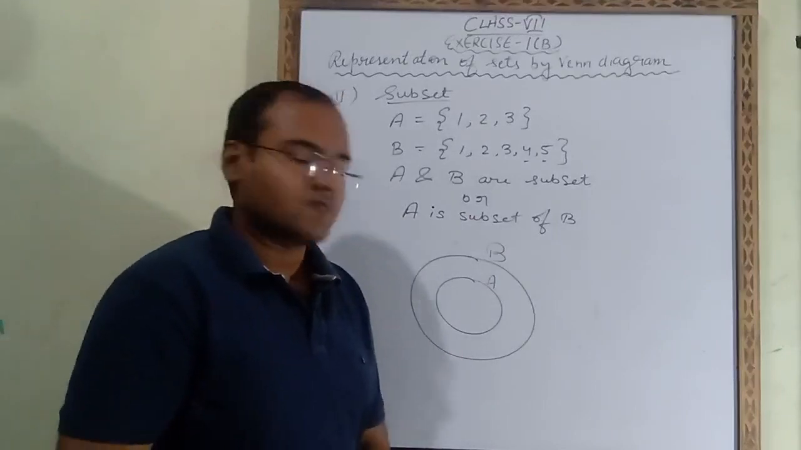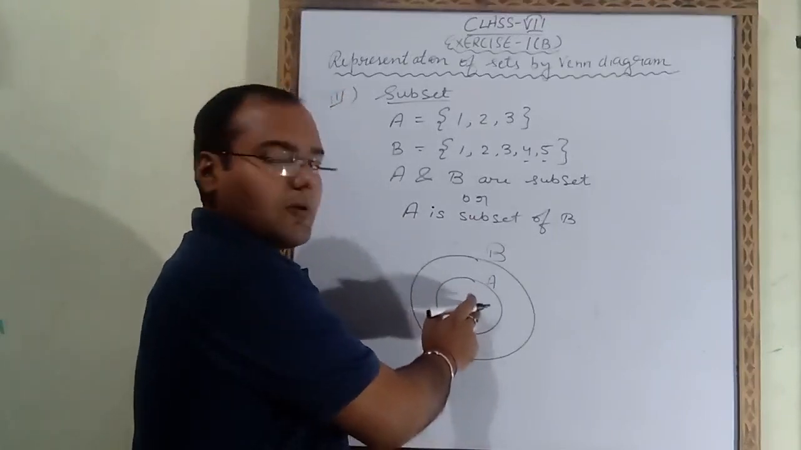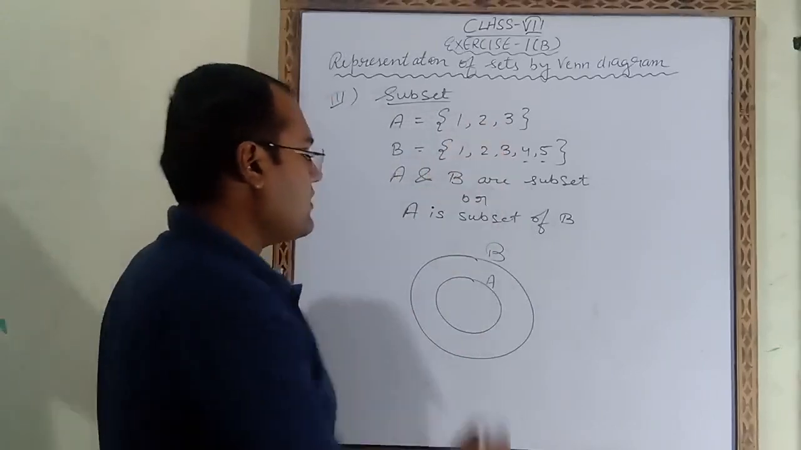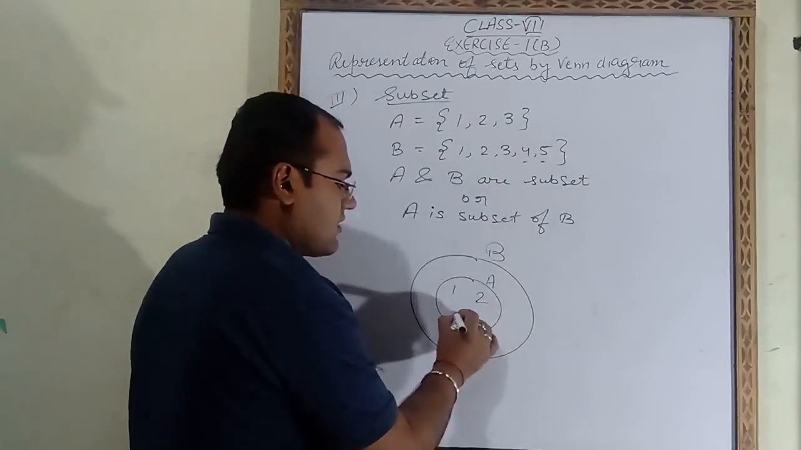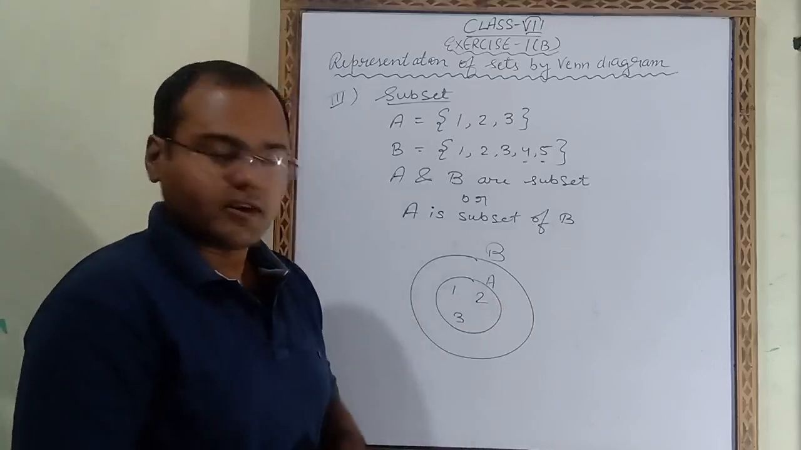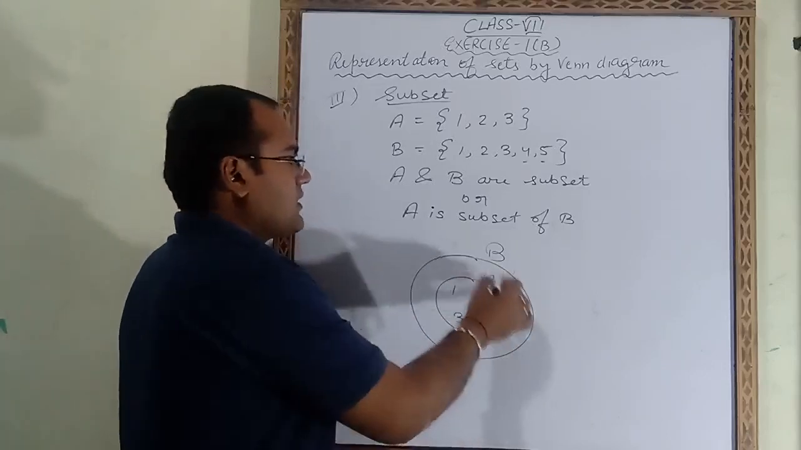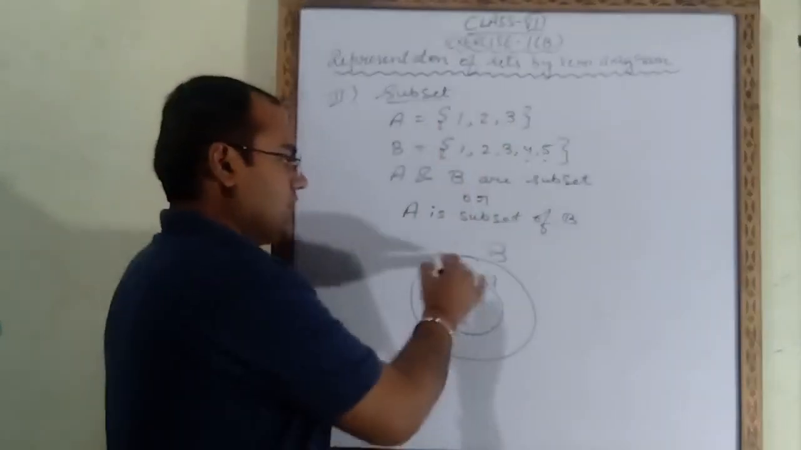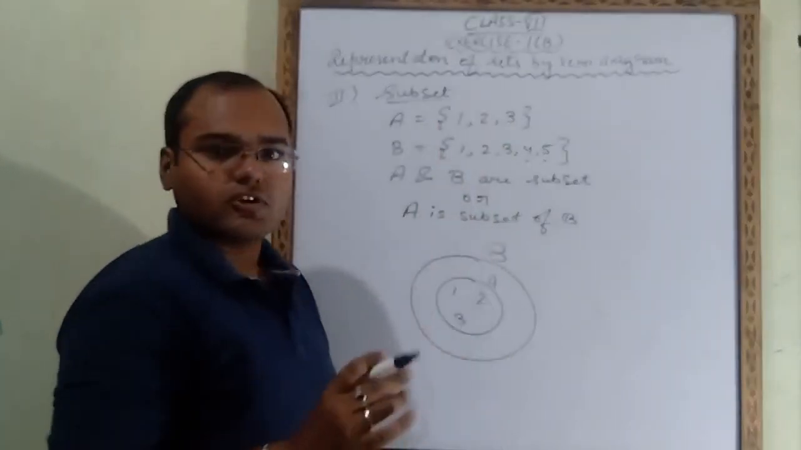Now next step is we have to fill this part first, middle part. So A, what is A? A is 1, 2 and 3. So inside this circle we will fill 1, 2 and 3. Now come to circle B. In the B set 1, 2, 3, 4, 5 is there. In the B we have to write 1, 2, 3, 4 and 5.